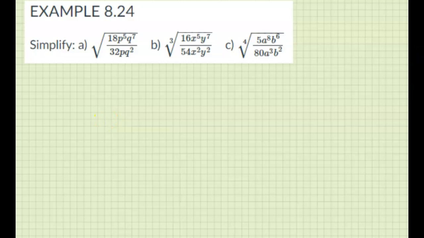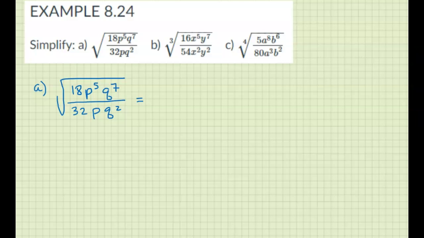Everyone, let's simplify these ones. And they're getting uglier and uglier looking. I'll take lots of space. Alright, so let's write it. We have the big square root of 18p to the 5 q to the 7 divided by 32pq squared. Okay? So these ones, the previous ones, we couldn't really simplify the fraction.